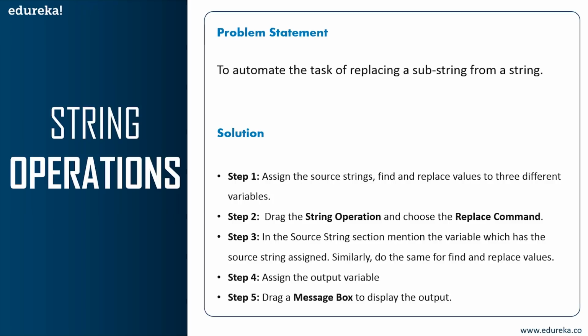In the source section, you'll have to mention the source variable, and then in the find and replace sections, you'll have to mention the find and the replace variables, where you basically find a specific string, that is edu, and then replace it with tech. After that, we'll assign the output to a variable and then drag a message box to display the output. So let's just do the same.